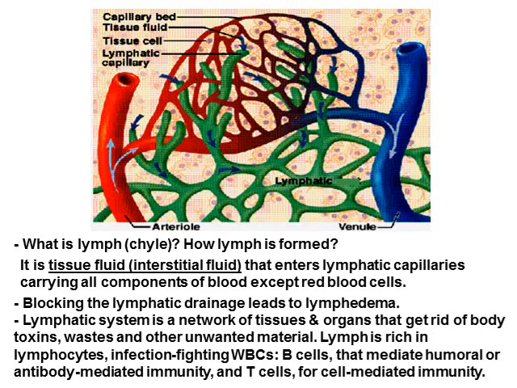This lymphatic system, as we have said before, is made of tissues and organs, and the main function is to protect the body, to get rid of toxins, waste, and other unwanted material. This lymph that's running in the lymphatic system is rich in lymphocytes. The lymphocytes are infection-fighting white blood cells. They have several types, for example, the B cells that mediate the humoral or antibody-mediated immunity, and the T cells for the cell-mediated immunity.